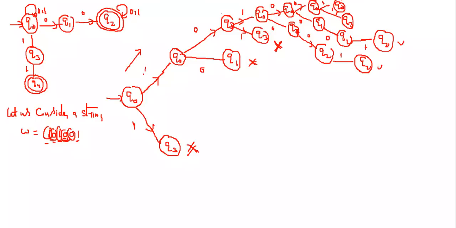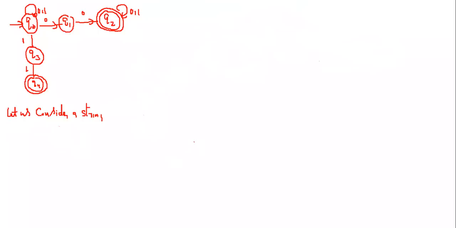Like that, you have to check all possible paths and check whether the string is accepted by the given NFA or not. Let us take another string, L is equal to 0 1 0 1. Here we don't have two consecutive zeros or two consecutive ones, so it is not accepted.